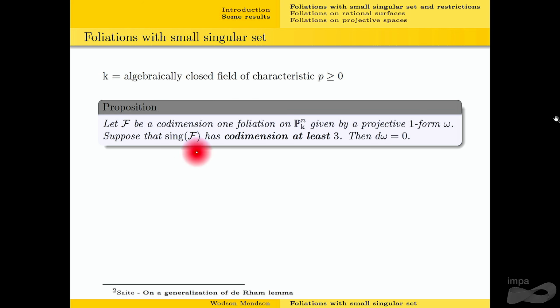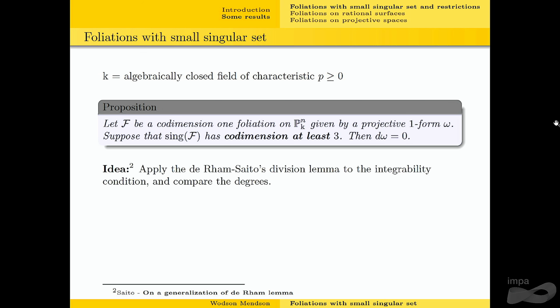Here I have this first proposition. You take a foliation of codimension 1 on P^n given by a projective 1-form. Suppose that the singular set has codimension at least 3. Then the form defining the foliation is closed. This does not happen in characteristic 0, because in characteristic 0 we always have a component of codimension 2 for codimension 1 foliations. So this is particular to positive characteristic, this condition of codimension at least 3. The idea is just to apply some division lemma in the integrability condition, and looking at degrees you arrive at this condition here.